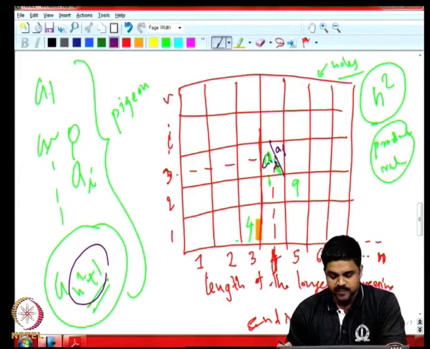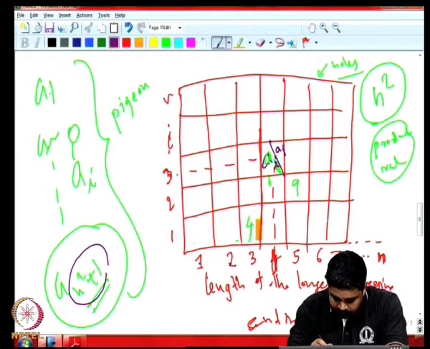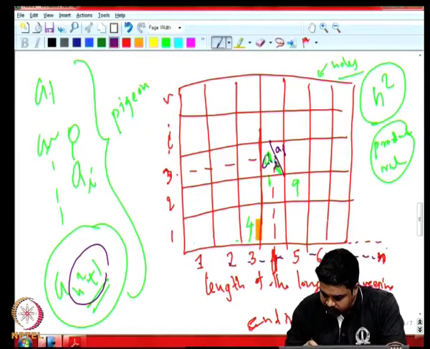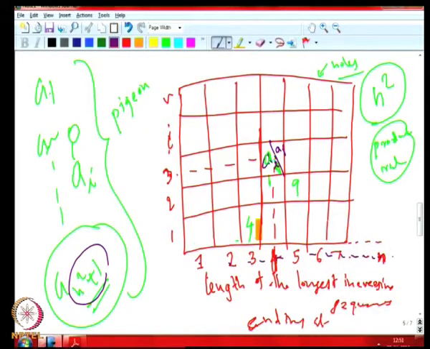So what can we infer from that? There is something wrong in assuming that there are only this many halls. So that means either in this horizontal direction the number of columns should be n plus 1 or more, or the number of rows should be n plus 1 or more.